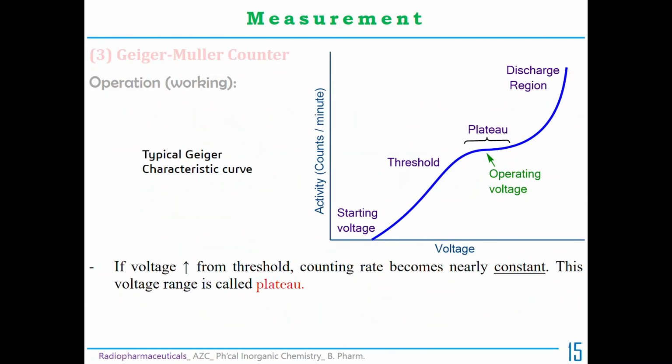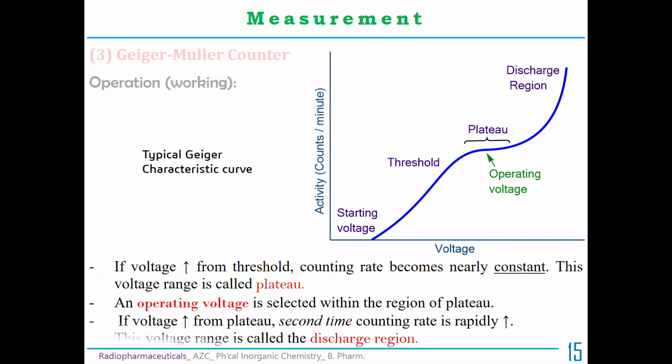If voltage increases from the threshold, the counting rate becomes nearly constant. This voltage range is called the plateau. An operating voltage is selected within the region of the plateau. If voltage increases from the plateau, a second time the counting rate rapidly increases. This voltage range is called the discharge region.